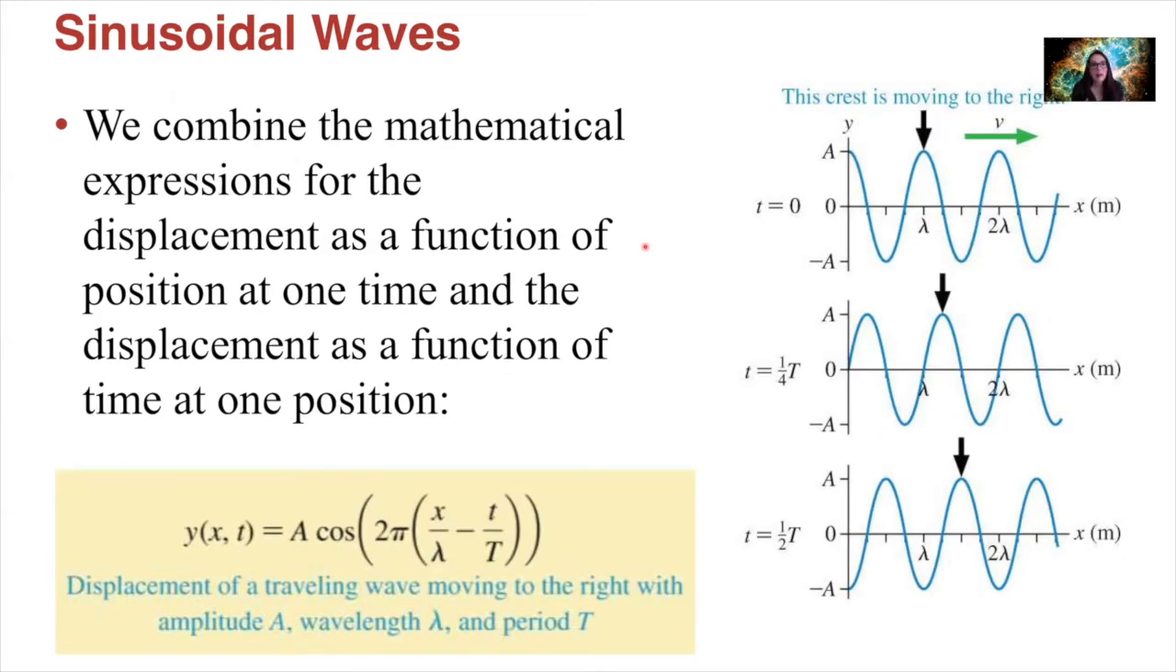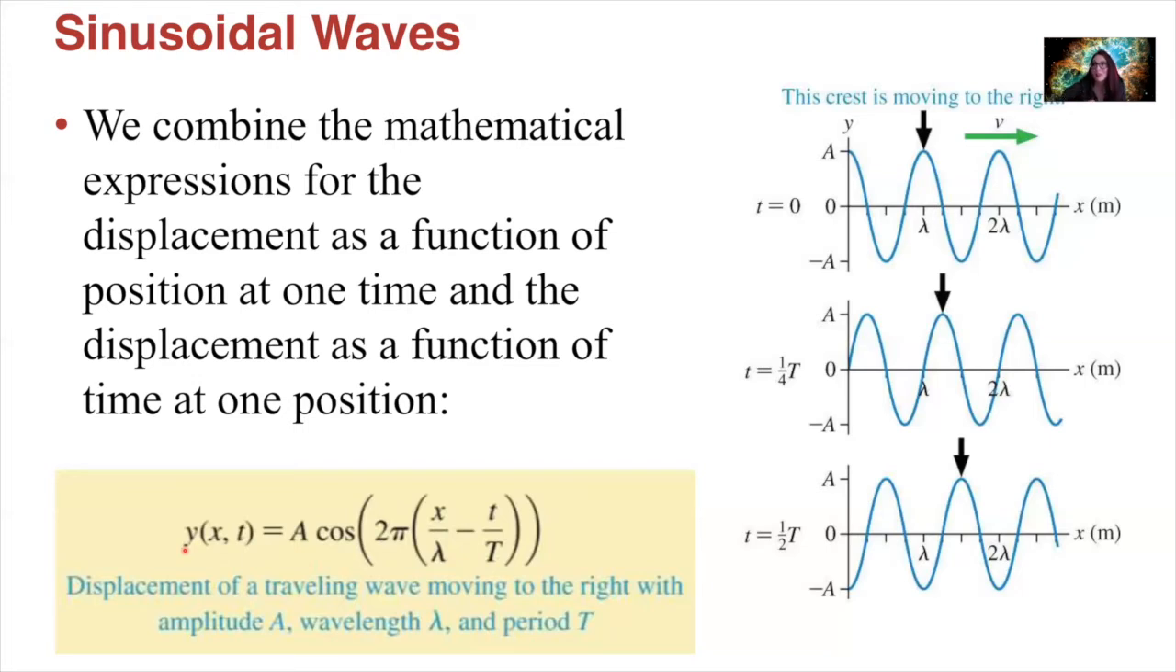So now we can combine the mathematical expressions for the displacement as a function of position at any given time and the displacement as a function of time at one position. So what does that mean? Now we have an equation that tells us the vertical displacement of a traveling wave at any given point x along the horizontal axis and at any given time. So now we're combining position and time together into one equation.